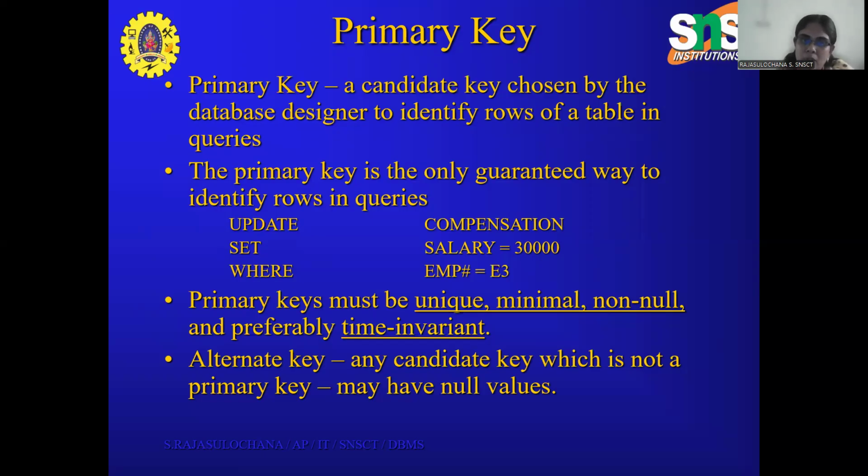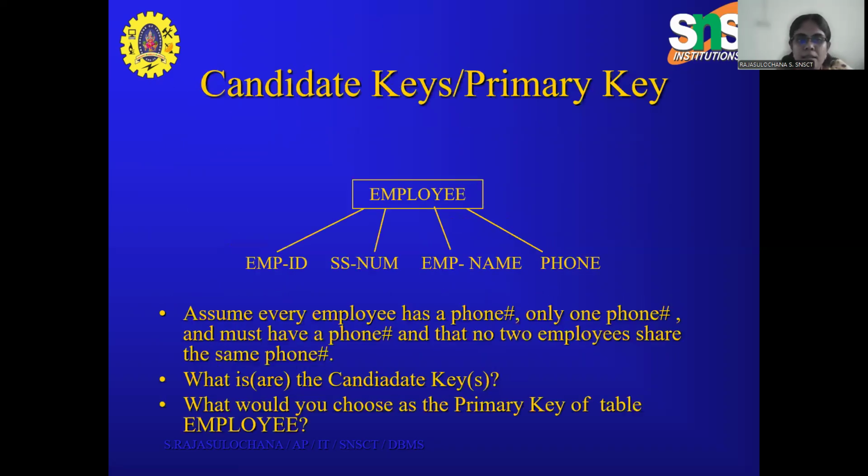Any candidate key which is not a primary key is called an alternate key. This alternate key can have null values, whereas the primary key will not have any null values. Now I look at the relation employee. This particular relation has 4 different keys such as employee ID, SS number, employee name, and phone number. Every employee will have a phone number, and this phone number is unique to a particular employee. No two employees will have the same phone number. Similarly, employee ID is also unique to a particular employee.